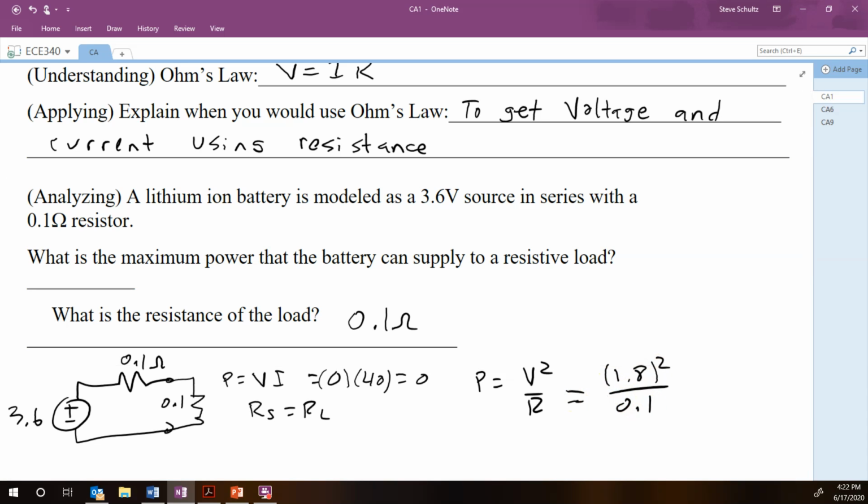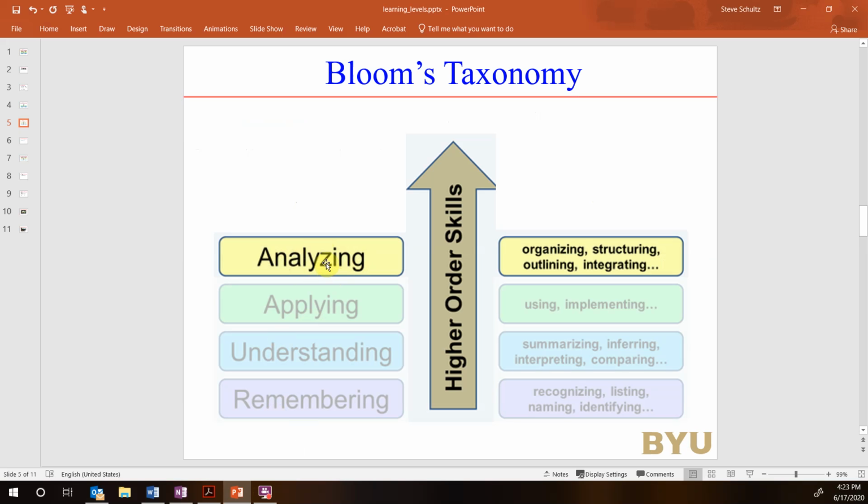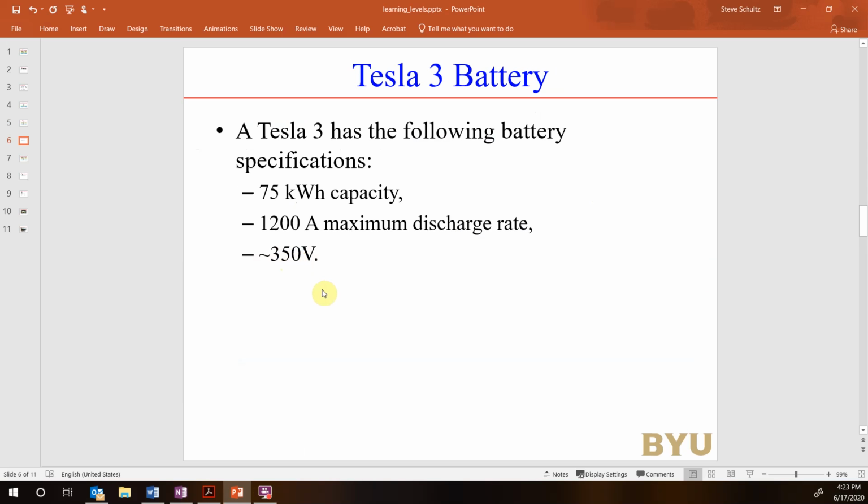So that comes out to 32.4 watts. So that's the maximum power that a single battery can put out. Okay, so now we've analyzed a problem. So analyzing a problem was, here's a problem, solve it. So now we're going to get into the next thing.